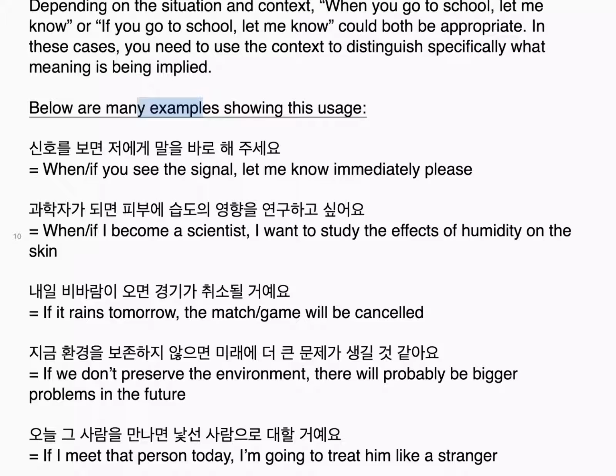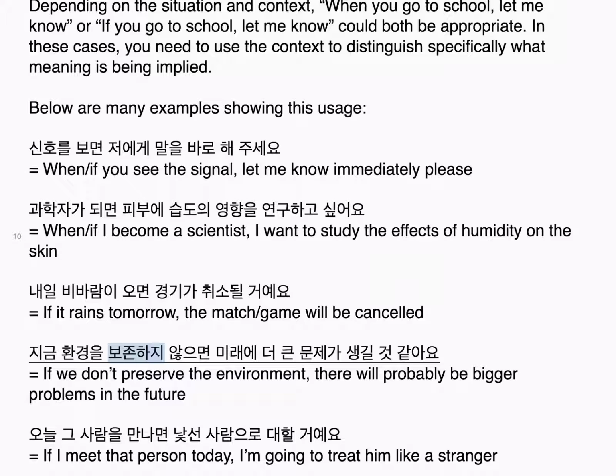Below are many examples showing this usage. 신호를 보면 저에게 말을 바로 해주세요. When or if you see the signal, let me know immediately please. 과학자가 되면 피부의 습도에 영향을 연구하고 싶어요. When or if I become a scientist, I want to study the effects of humidity on the skin. 내일 비바람이 오면 경기가 취소될 거예요. If it rains tomorrow, the match will be cancelled.